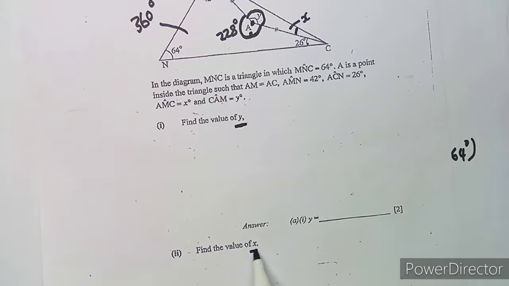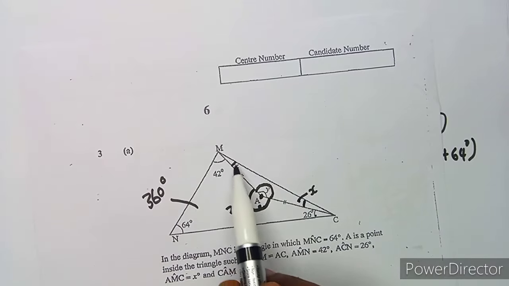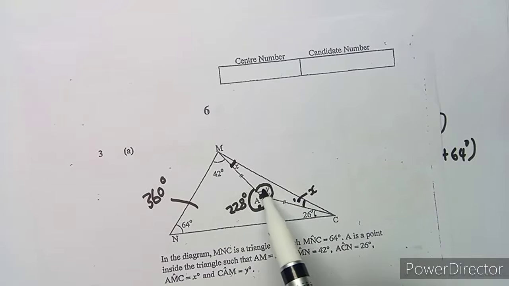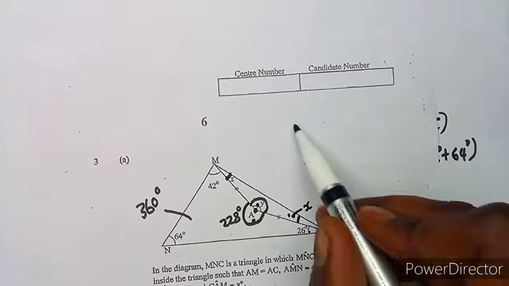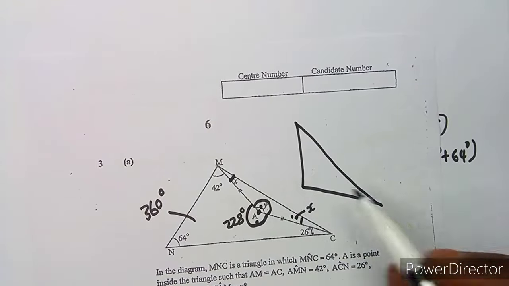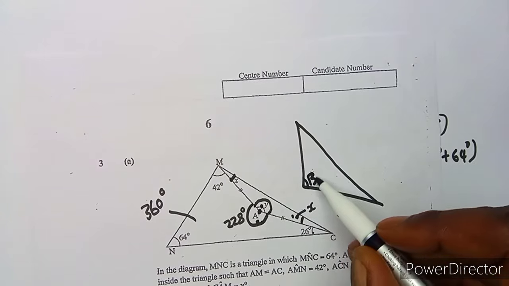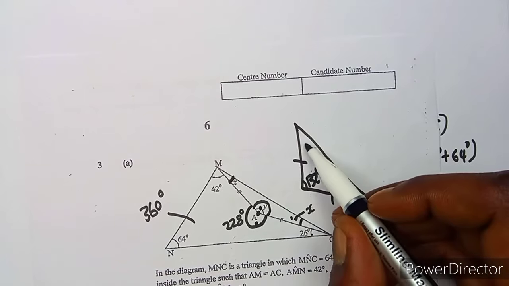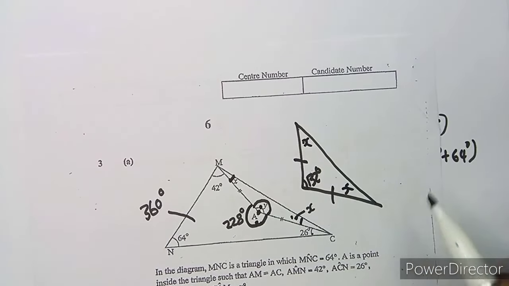Then find the value of x. So x is now easier to find, because as you can see, x here is representing the base angles of the triangle, and this y we said is 132. So you're going to use this isosceles triangle. This is the triangle that you're going to take. We said this is 132 degrees. These two sides are equal. This is your x here, this is your x here.